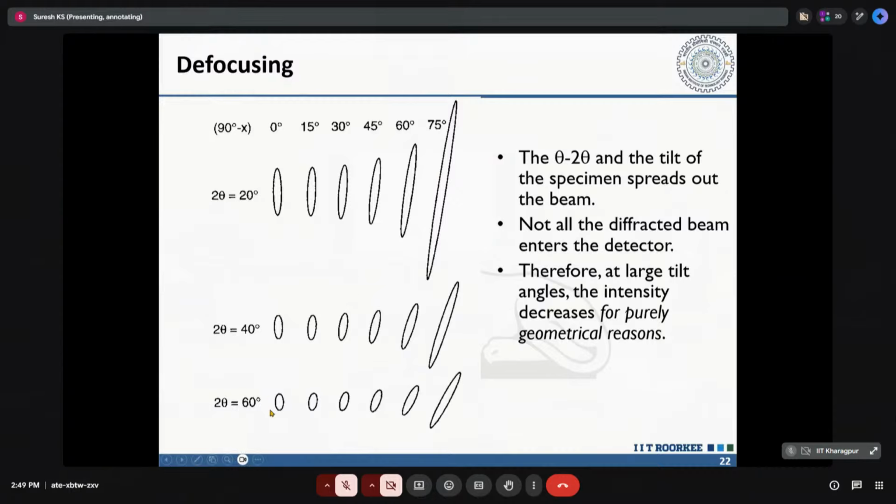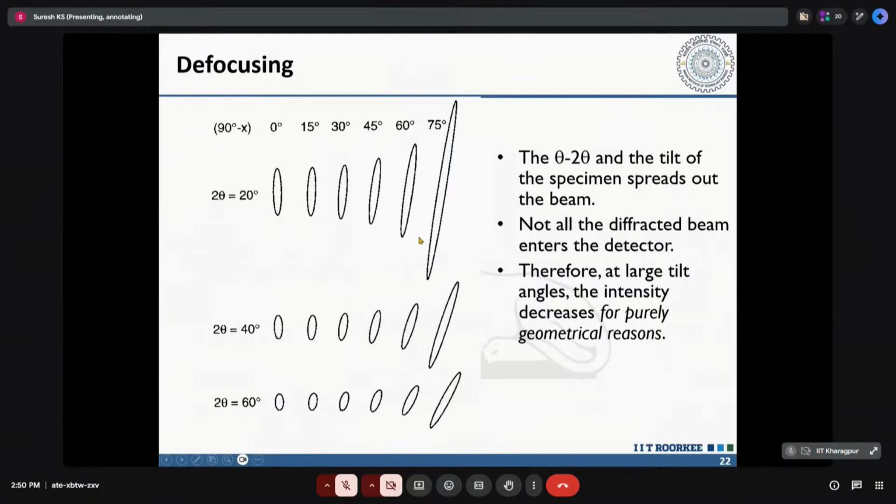Now initially, say thousands of X-ray photons are falling on the sample. But at this tilt condition of say 2 theta at 20 degrees and chi tilt angle of 75, instead of 1000 photons, maybe only 200 to 300 photons are going to fall on the sample. The remaining photons are falling outside the sample. So we are not treating the sample similarly when we are at a lower theta or 2 theta angle to a higher tilt angle.